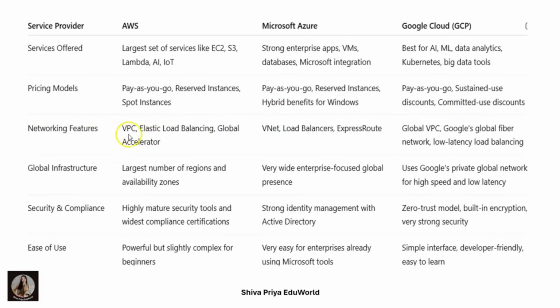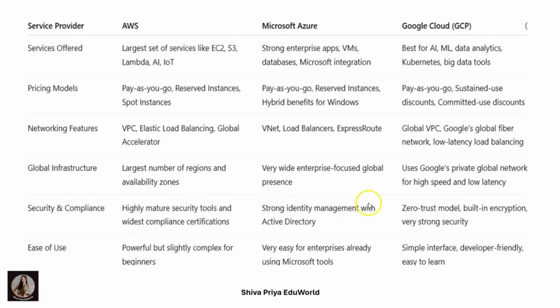The networking features for AWS are VPC, Elastic Load Balancing, and Global Accelerator. Here for Azure we have VNet, Load Balancer, and ExpressRoute. In Google Cloud, we have Global VPC, Google's global fiber network, low latency, and load balancing also. For global infrastructure, AWS has the largest number of regions and availability zones. Microsoft Azure has a very wide, enterprise-focused global presence, and Google uses its private global network for high speed and low latency.